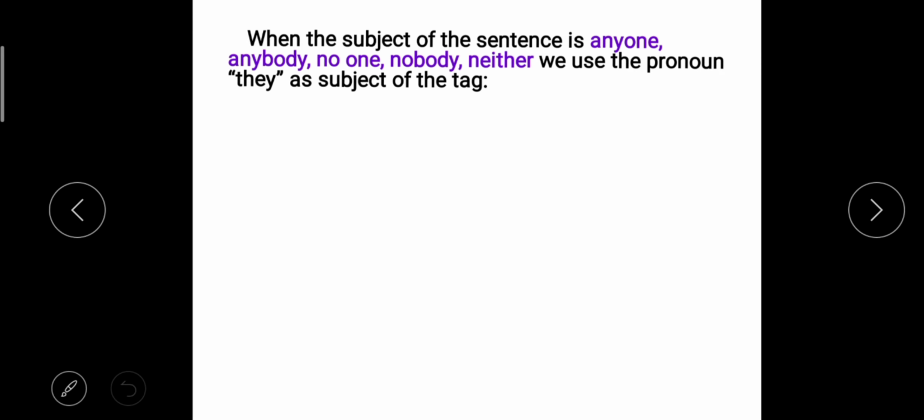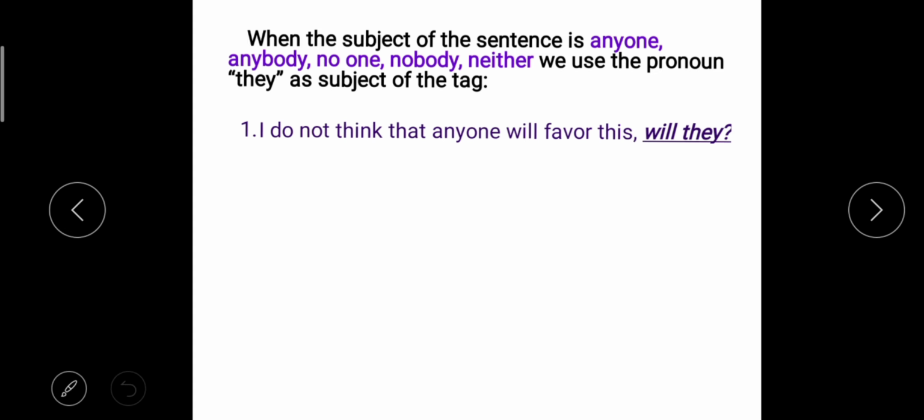And this one is really very much interesting. And we can also say these are the exceptions in case of question tags. When the subject of the sentence is anyone, anybody, no one, nobody, neither, we use the pronoun they as the subject of the tag. And you must note down this thing because actually these are the exceptions. That's why they are often asked.